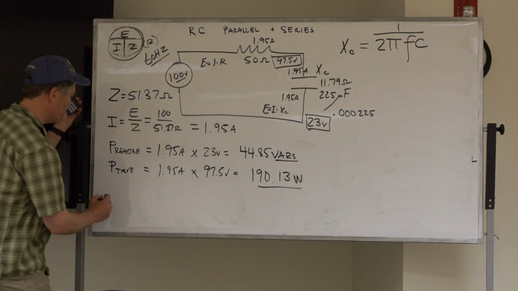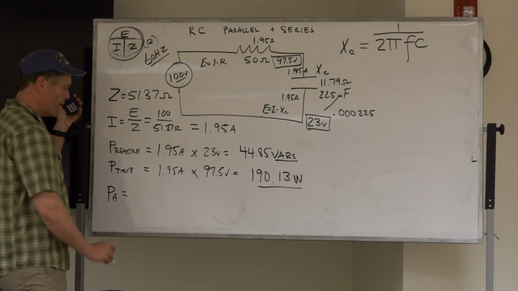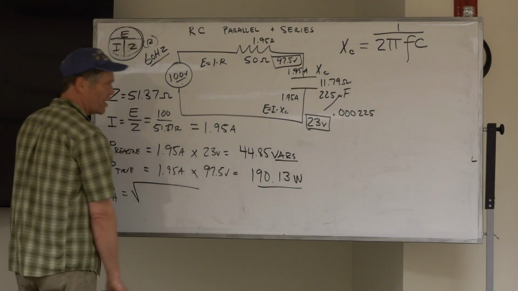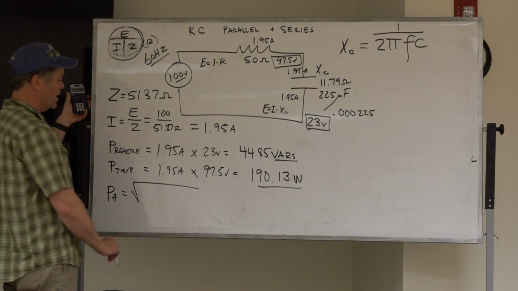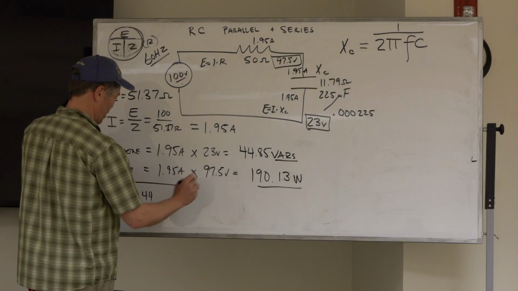Now, to solve my power apparent, which is the hypotenuse, I'm going to take the square root of the squares of these two things. I'm not going to draw the triangle for this one because I think you guys get it already.